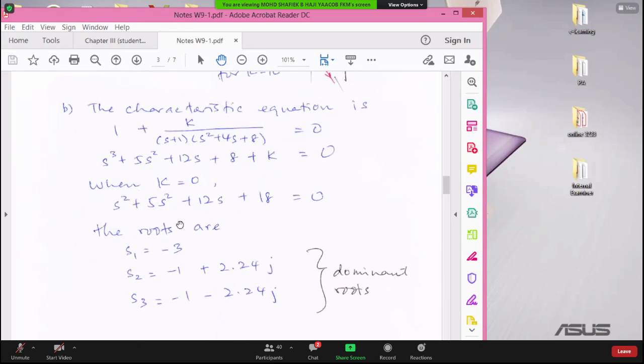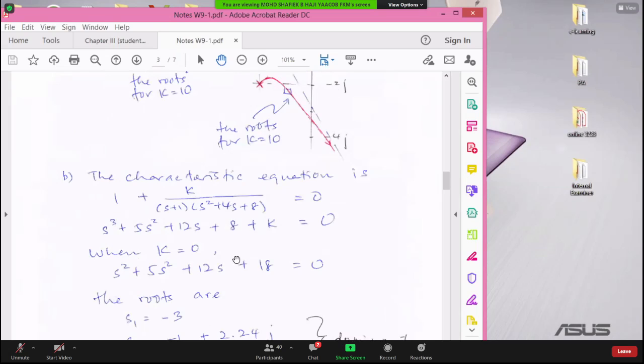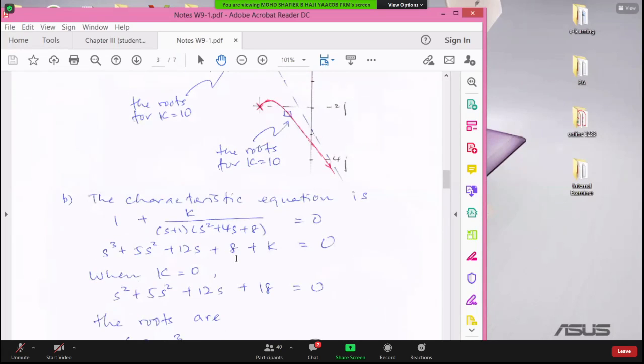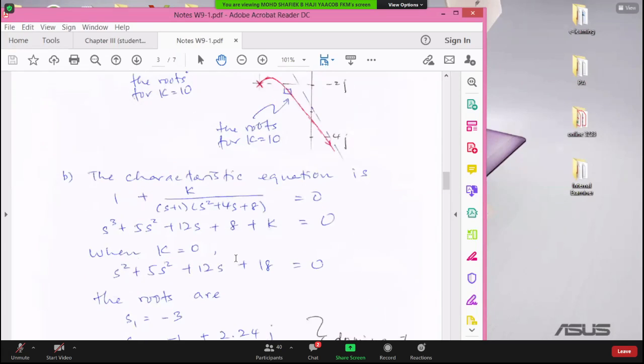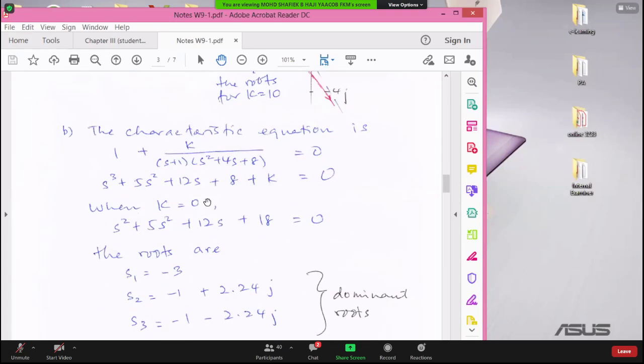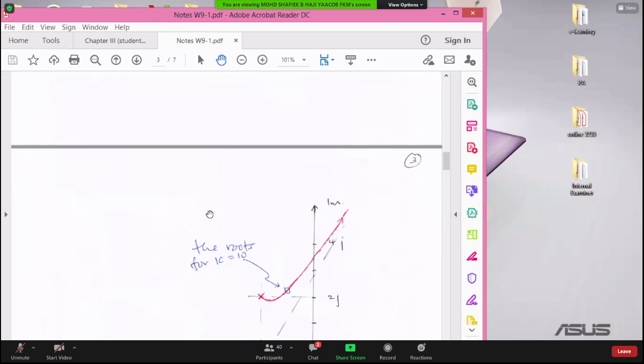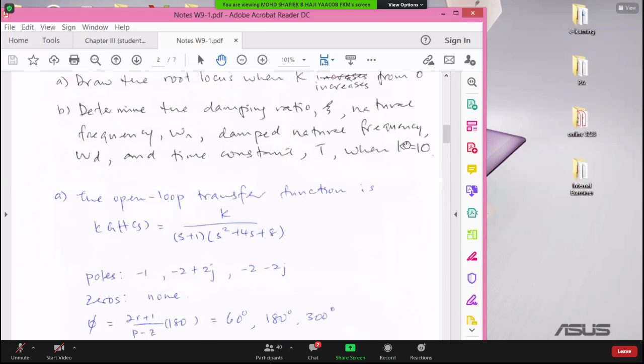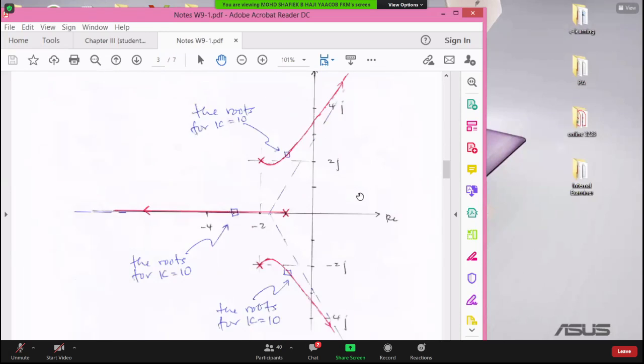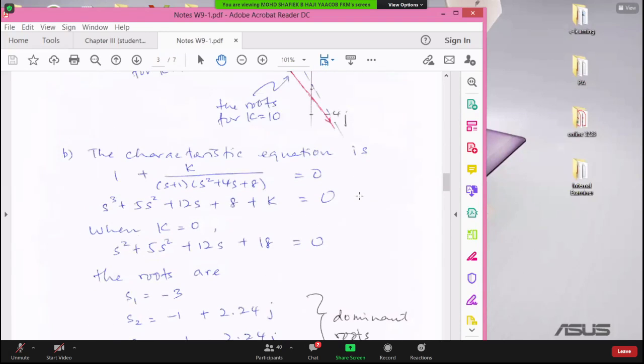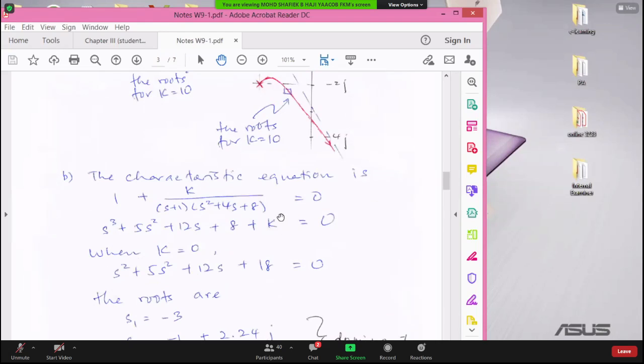Okay, this is a mistake there. Not k equal to 0, k should be equal to 10. K is selected to be 10. So make a correction. So k is equal to 10, 10 plus 8 is 18. So the characteristic equation is correct.